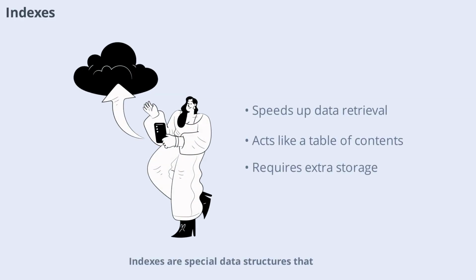Indexes are special data structures that improve the speed of data retrieval operations. Think of an index as a table of contents for your database, allowing you to quickly find specific records without scanning the entire table. While indexes boost performance, they also require additional storage and can slow down data modification operations. Properly designed indexes are key to optimizing database performance.